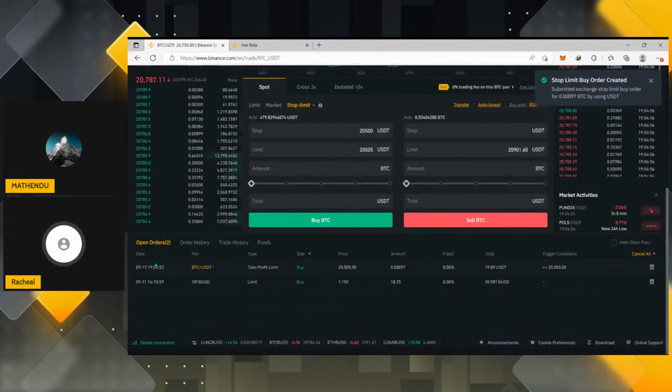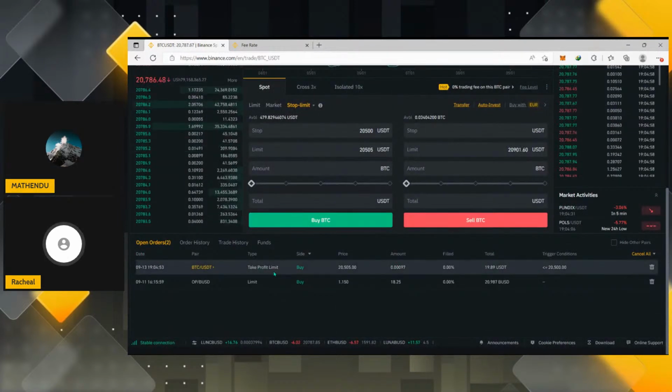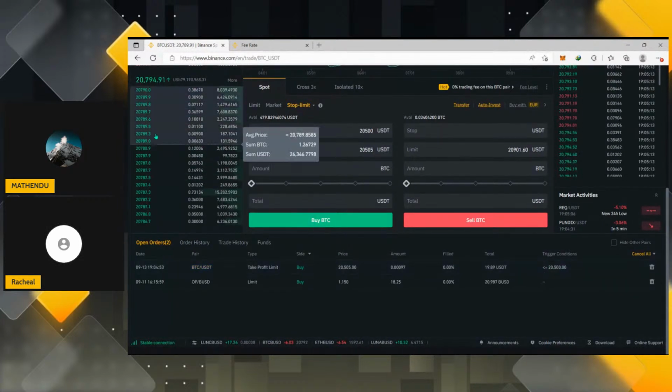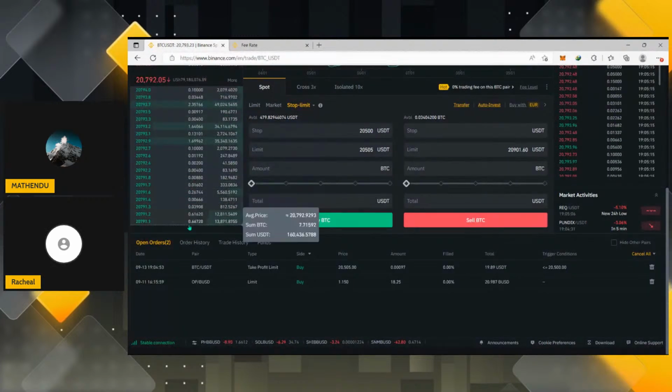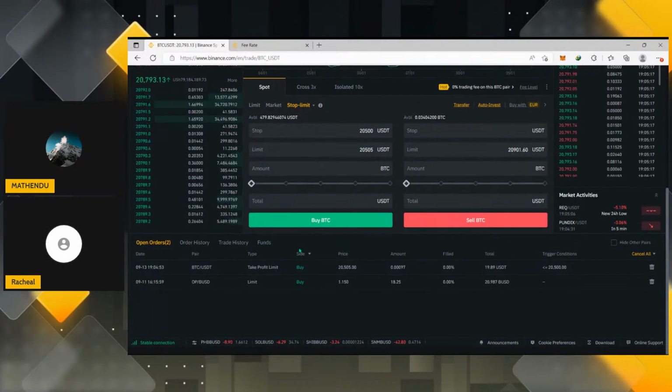So after confirming, we'll see that here it's a take profit limit, and here now we have trigger conditions. The trigger conditions are, when the price goes below or equal to 20,500, then I will get into the order book. So that is simply what a stop limit order is.